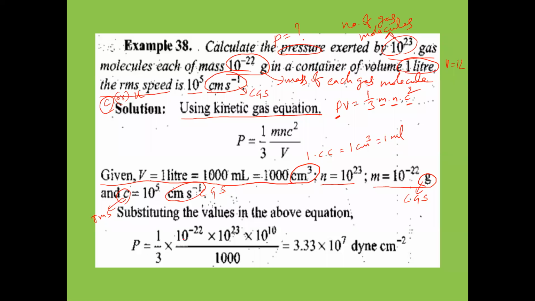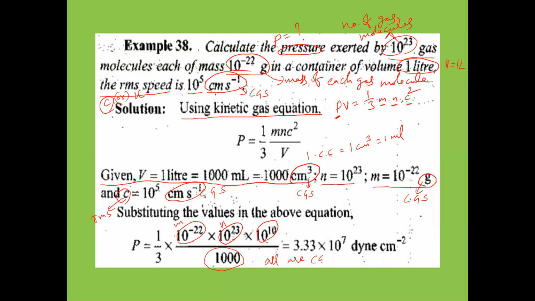Next, substituting the values in the above equation. P is equal to 1/3, m is the mass of each gas molecule, N is the number of gas molecules, 10^23, and also C². C is given as 10^5, so (10^5)² is 10^10. That is C². And the volume given is 1000 cc, 1000 centimeter cube. Centimeter cube is the CGS unit of volume. That's why we have taken volume in centimeter cube. So all units are in CGS.